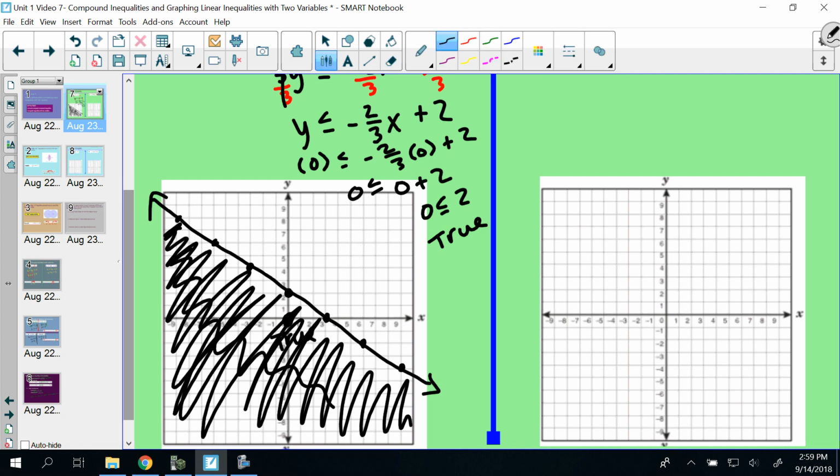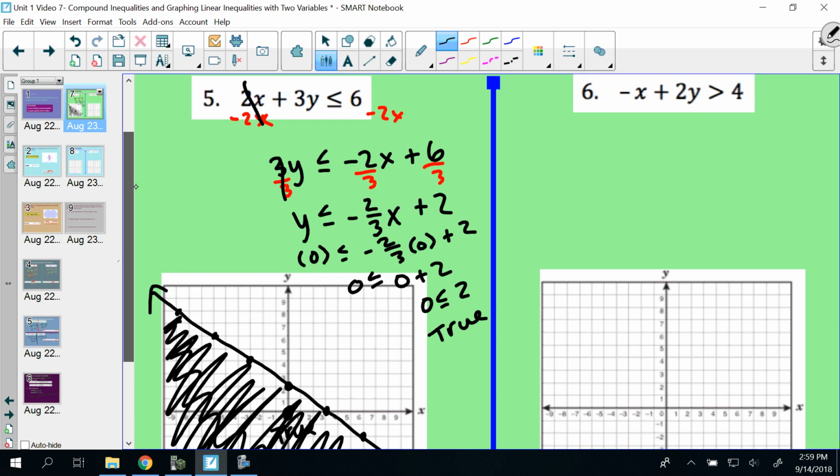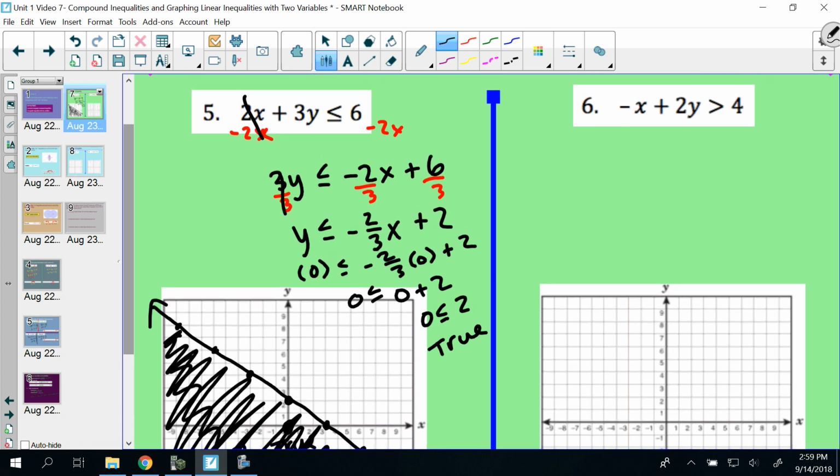Okay, the second one, sorry, not the second one, but number 6. Let's take a look here. You got another one. We want to get it in slope-intercept form. Here, since the x is negative, we should add it to the other side to make it 0. So now you got 2y is greater than x plus 4. Divide by 2. Okay, that's going to eliminate this 2. So now we got y is greater than. 4 divided by 2 is going to be 2 over here.